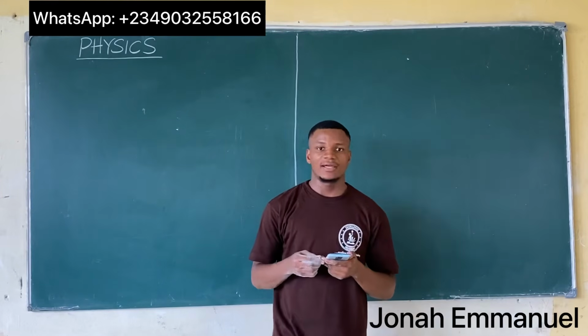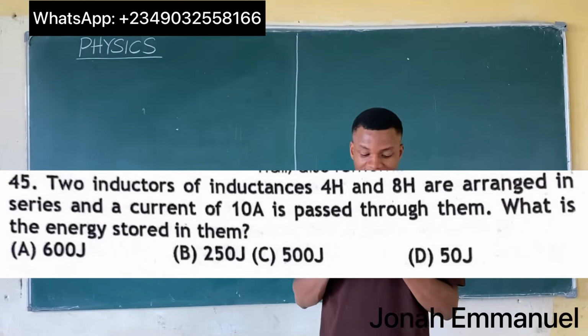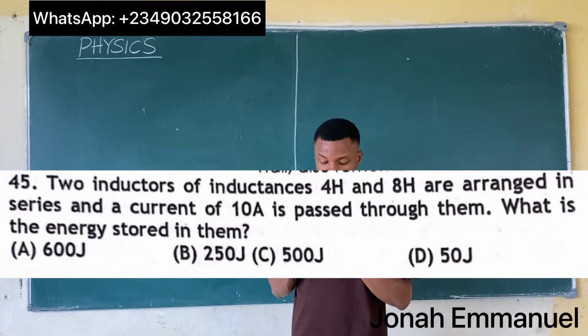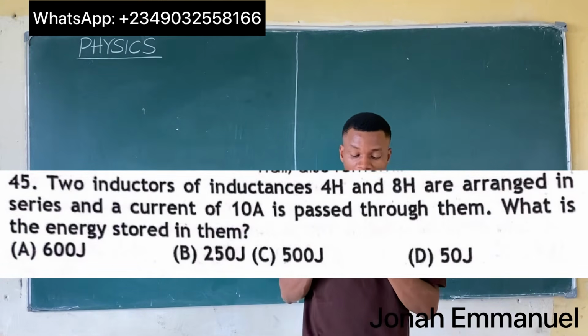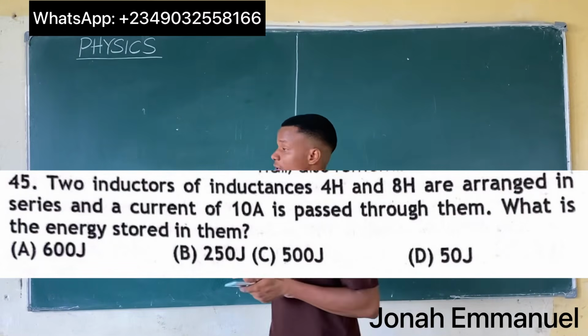Alright, let's try another question. It says, 2 inductors of inductances 4 Henry and 8 Henry are arranged in series and a current of 10 amperes is passed through them. What is the energy stored in them? That's the question. Alright, solution.